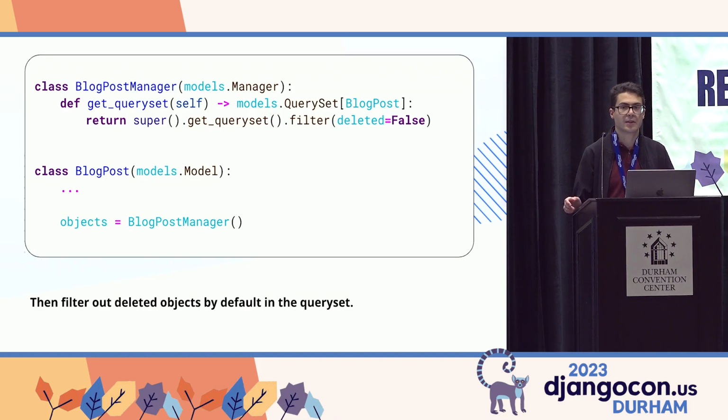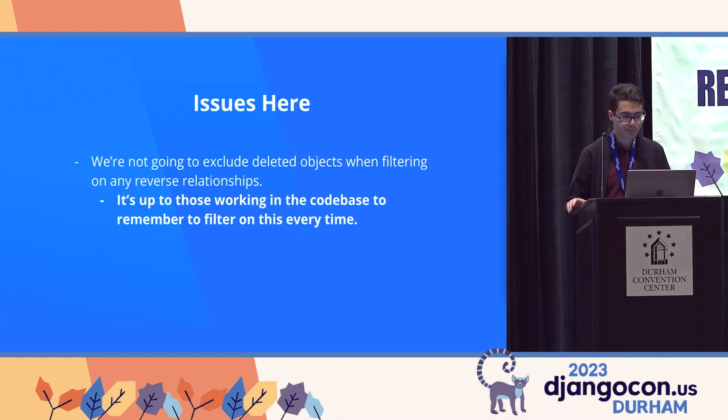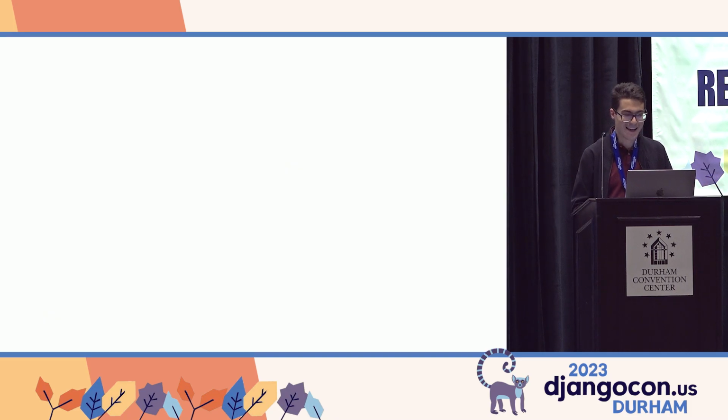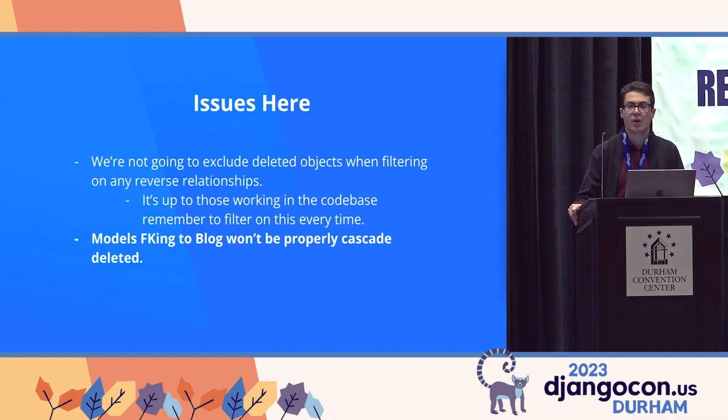And this works in practice, but it has several issues. One is that we're not going to exclude deleted objects when filtering on reverse relationships, or just generally when we're creating a query. It's one of those things where it's up to developers to remember to filter on deleted objects every single time. This may not be a big deal if you're working in a small code base, but for larger code bases, you can have gaps, is what I'm trying to say. And then also, you're not going to get proper cascading deletes. That's just another issue as well.